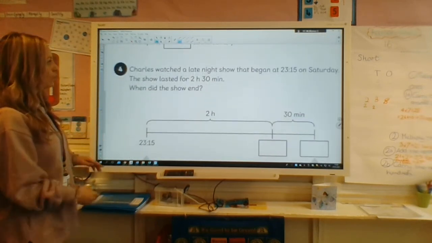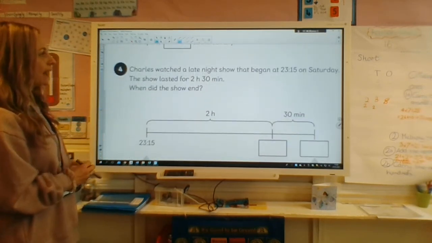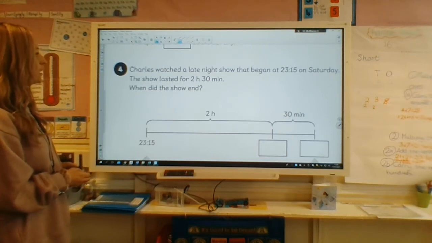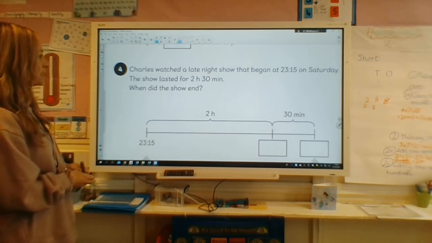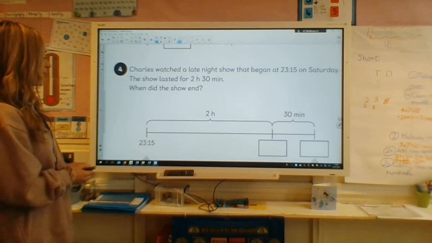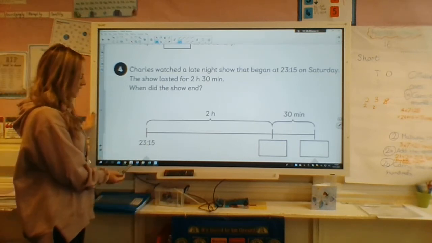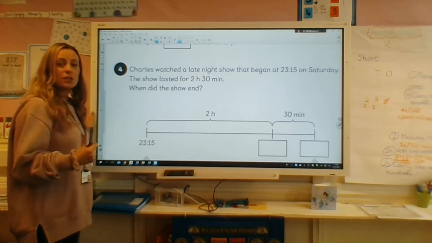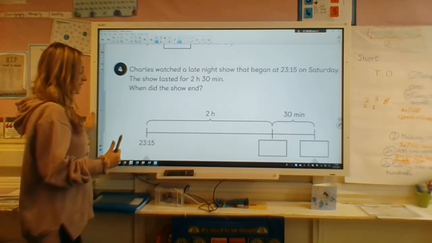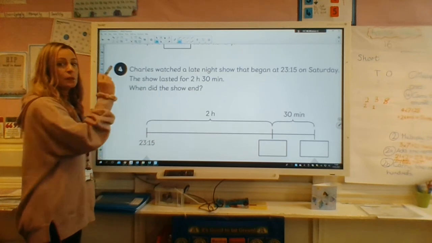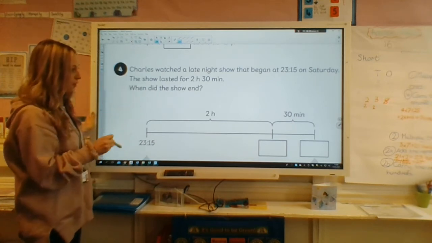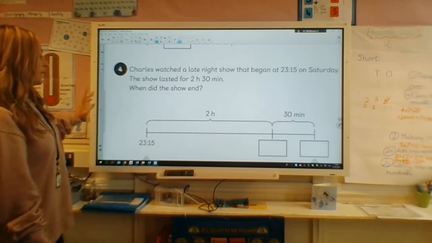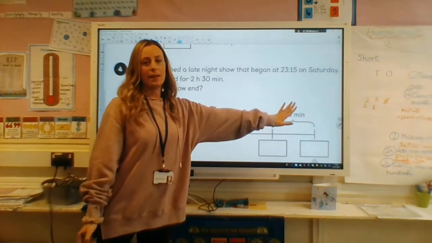And then you've got, Charles watched a late night show that began at 23:15 on Saturday. The show lasted 2.5 hours. When did the show end? If you're at 23:15, the next hour would actually be 0 because there's only 24 hours in a day. So when you get to 23, it then goes to 0 and then 1, 2, 3, 4, 5, 6, 7, 8 and carry on. Okay, so add the 2 hours and then add the 30 minutes.